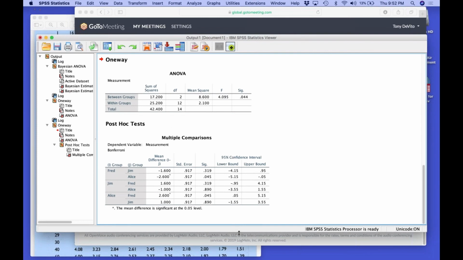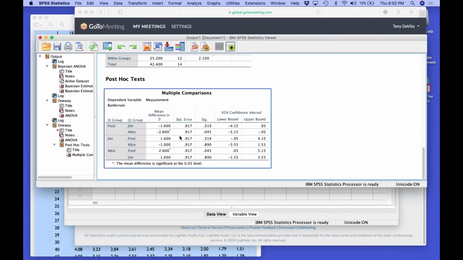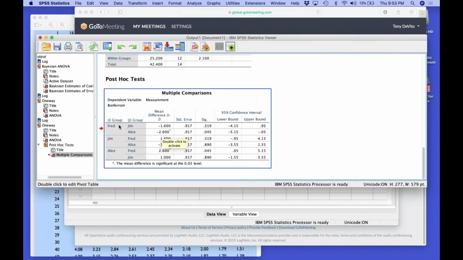Now it gives you this result, which compares them group by group. If you compare Fred to Jim, the significance is 0.31, bigger than 0.05, so I can't say those two means are different. Fred to Alice, 0.045, so I can say those two means are different. In fact, Alice and Fred are the only two that are different from one another, because all the other p-values are greater than 0.05. That's how you use the post hoc test to determine which of the means are different. But you only use it once you've been able to reject the null hypothesis that they're all the same.